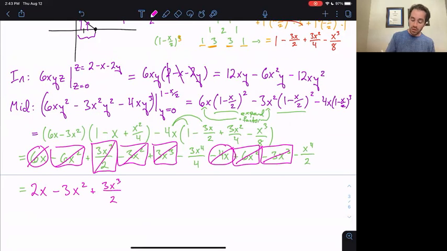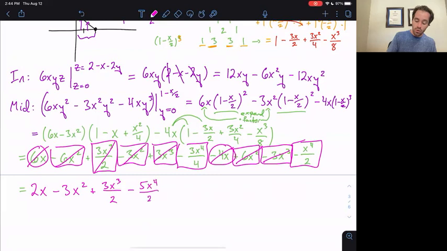The only thing left is the fourth powers. So that'll be this and this. Negative 3/4 minus a half. Negative 3/4 minus 2/4. That's minus 5/4. That'll be minus 5x to the fourth over 4.